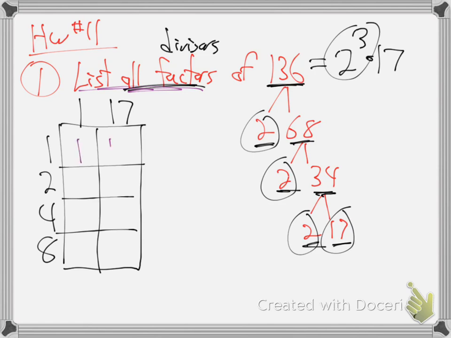All right, let's do it. 1, 17, 2, 34, 4, and 4 times 17 is 68, 8, and then this is the 136. Those are all the numbers, and we're done. That's all the numbers that divide evenly into 136. Making sense? We good? Questions, just like we did before?